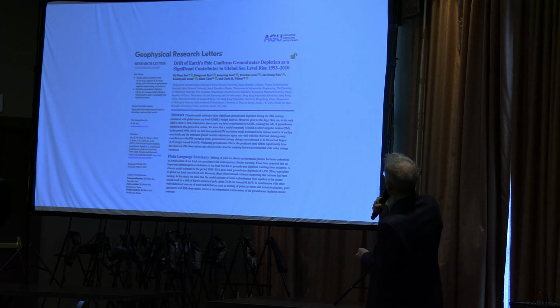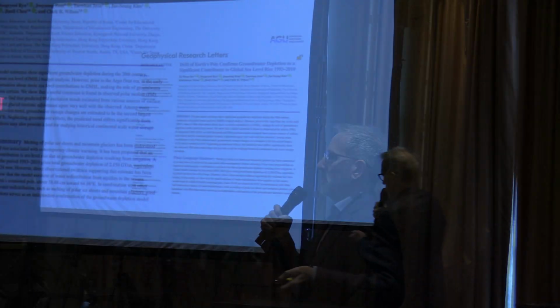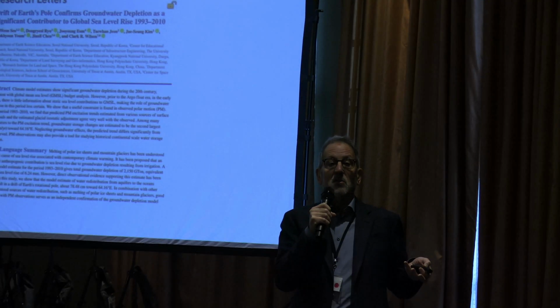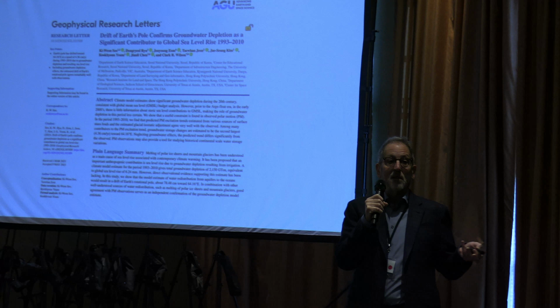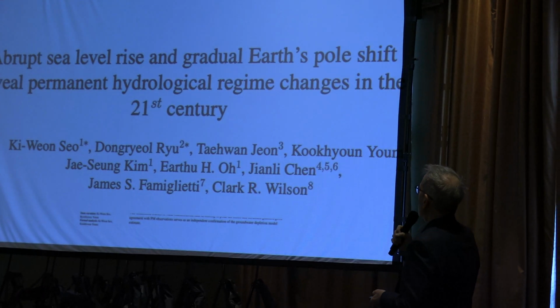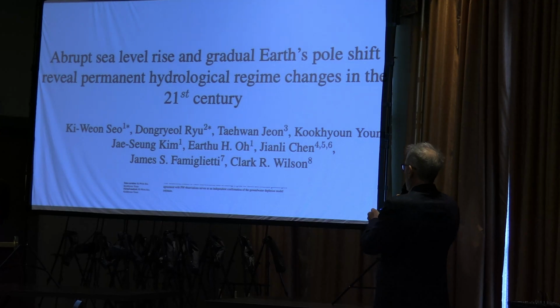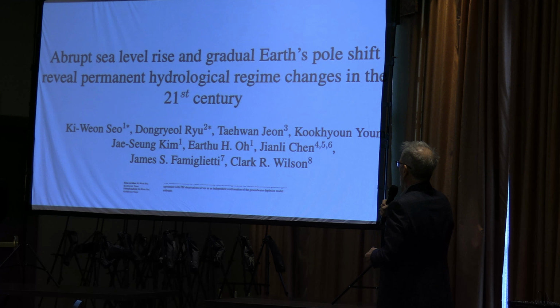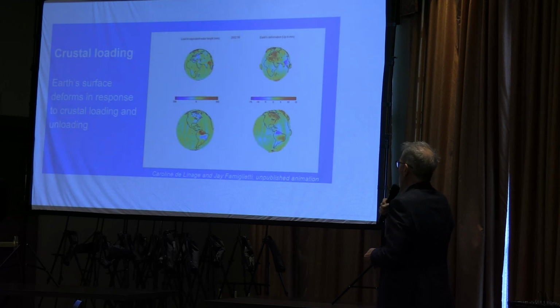Here's a paper that came out, I don't know, maybe a year ago. The takeaway message was, hey, there's so much groundwater depletion that it's affecting the way the Earth rotates. And another one using polar motion and sea level rise to look at some changes in the global water cycle. Water is very heavy, and so it can deform the shape of the Earth.